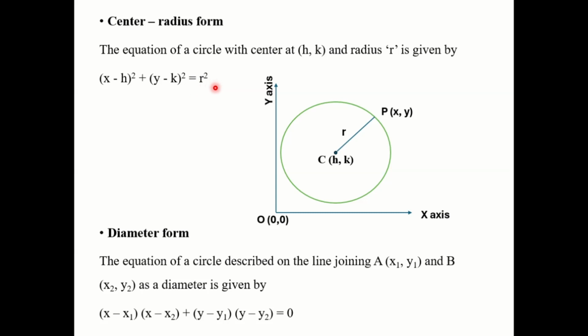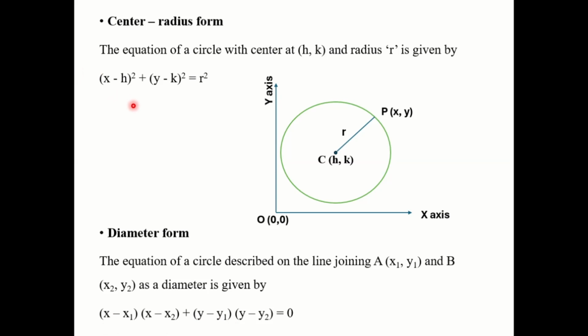We are going to solve some problems in the next video. Now another form of equation of circle is the diameter form. The equation of circle described on the line joining A and B, where A coordinates are x1, y1 and B coordinates are x2, y2, as a diameter, then the diameter form will be x minus x1 into x minus x2 plus y minus y1 into y minus y2 is equal to 0. This is the diameter form. Okay, these are some forms of circle's equation.